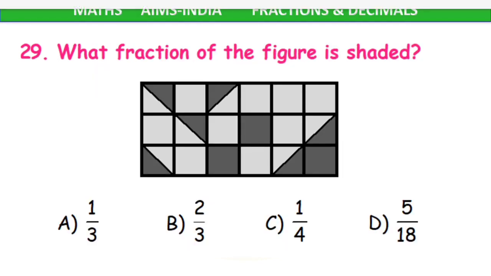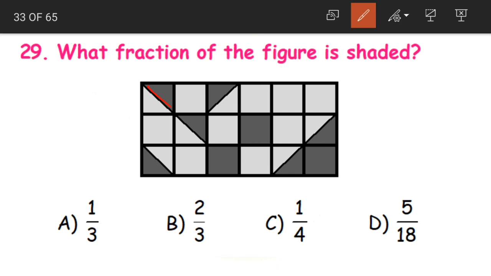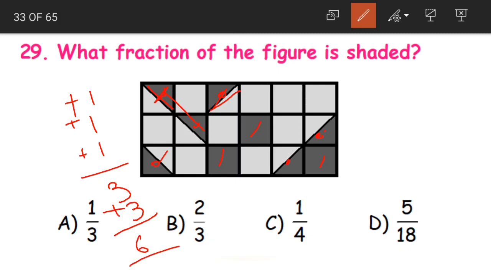Next, question 29. Which fraction of the figure is shaded? If you look at this, here again half blocks are shaded, so we'll consider these two as 1, then these two as another 1, then these two as 1. What are the half shaded blocks? We are having 3, and again we are having 1, 2, 3 fully shaded blocks. So 3 plus 3 becomes 6.